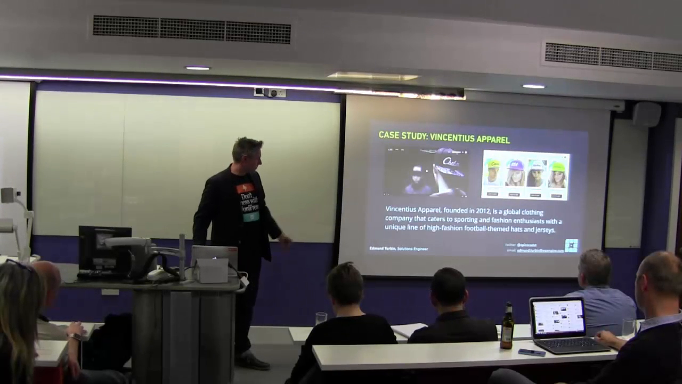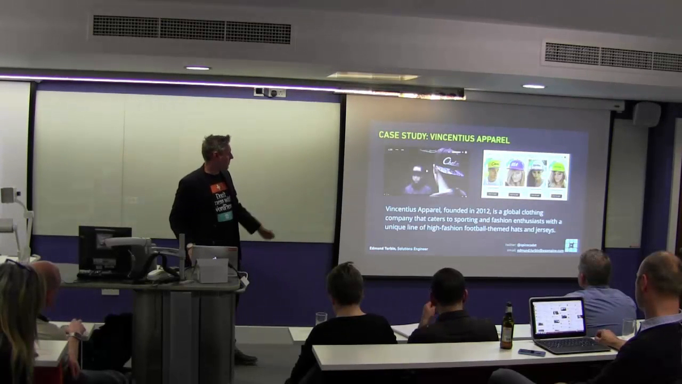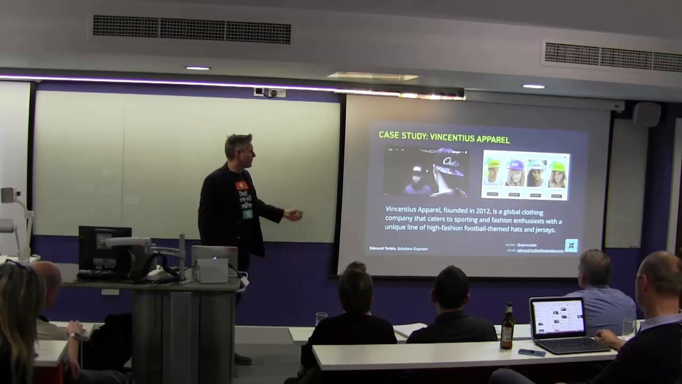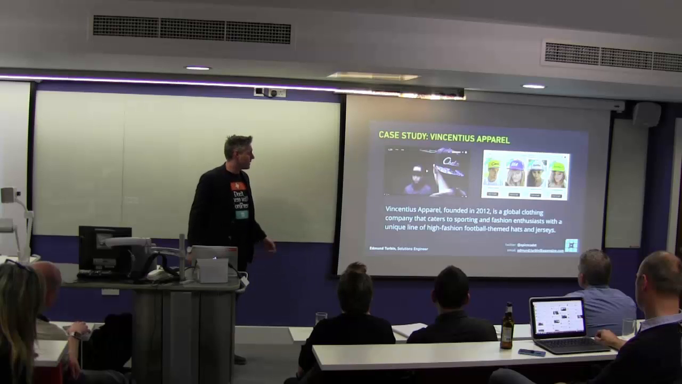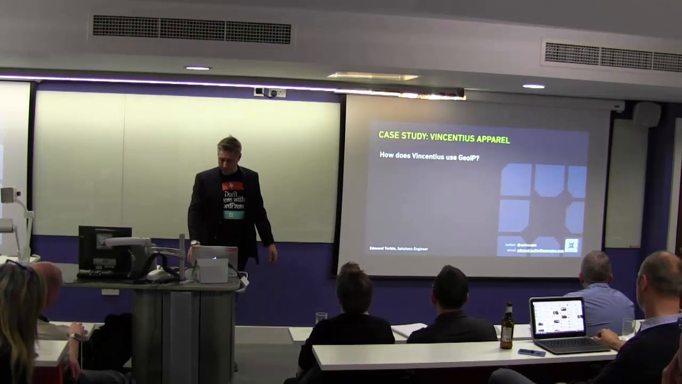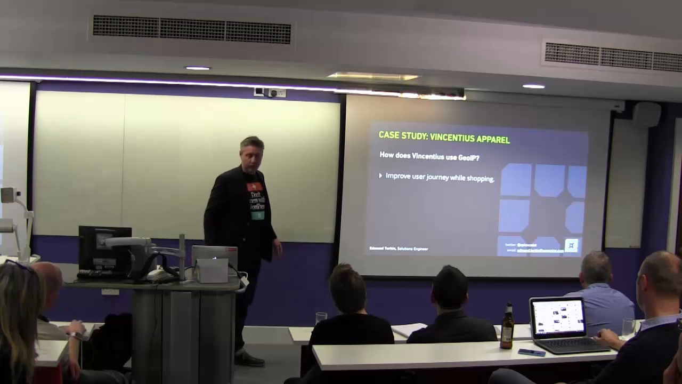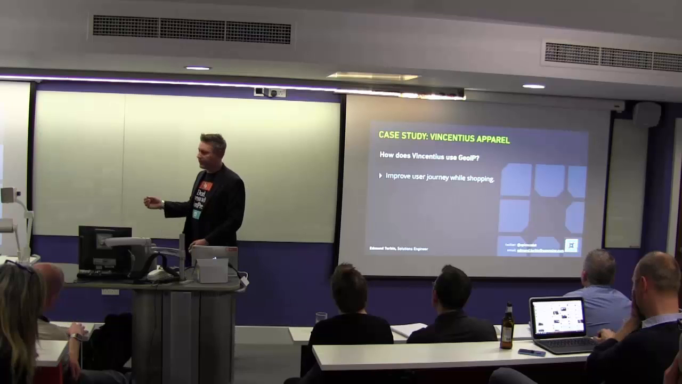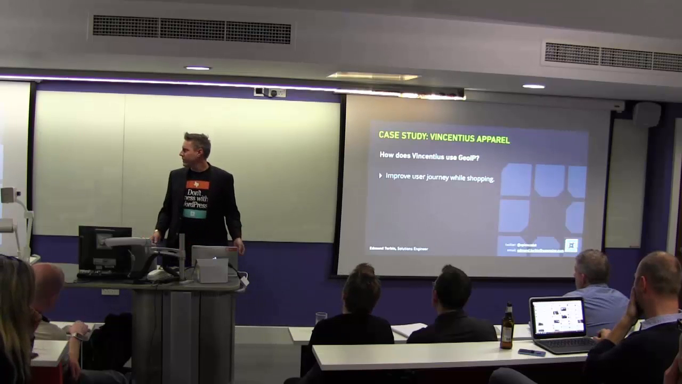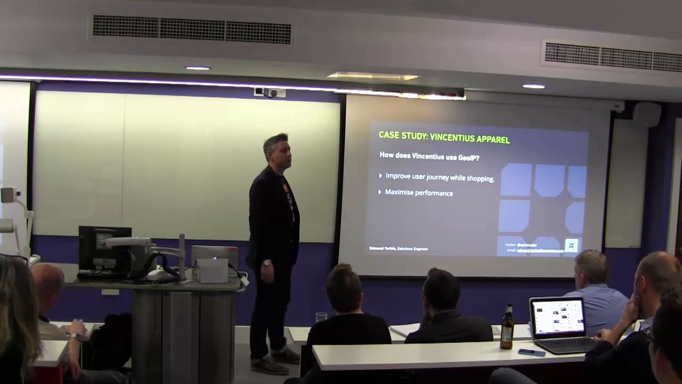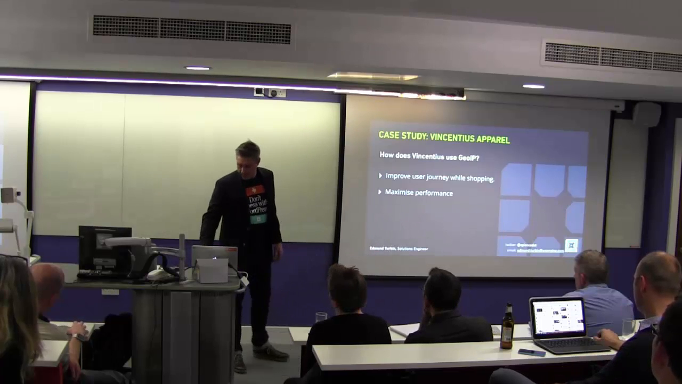So it's a little bit of information about Vincentius. So they're a global clothing company. They're sporting fashion enthusiasts. I think it's really cool clothing. It's got great appeal. So how are they using GeoIP? They're using it to improve user journey while shopping, so I don't have to self-identify. I don't have to select anything while I go and enter the site. They're also using the caching to maximize performance, and that's really important for them.